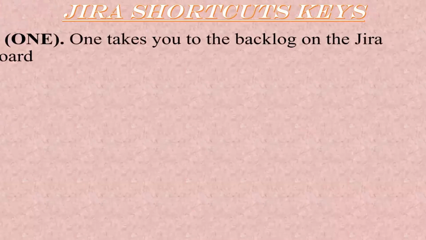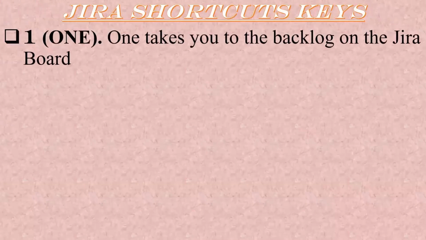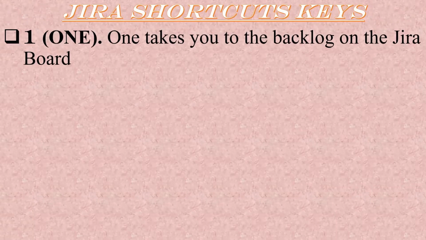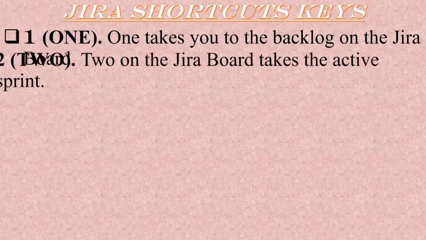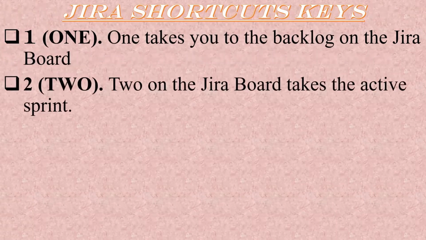The first shortcut that is always handy is the number one. The number one takes you straight into your product backlog on the Jira board. Once you press one on your keyboard, it takes you straight there. The number two is for your active sprint. Once you've selected the right project and you just press the number two, it takes you straight into your active sprint.